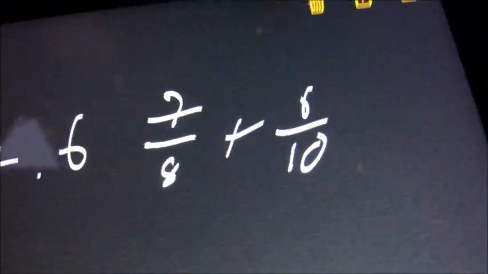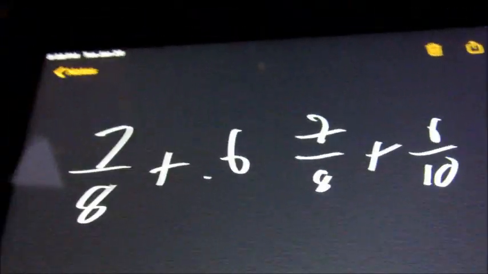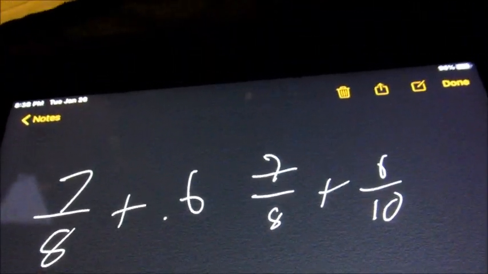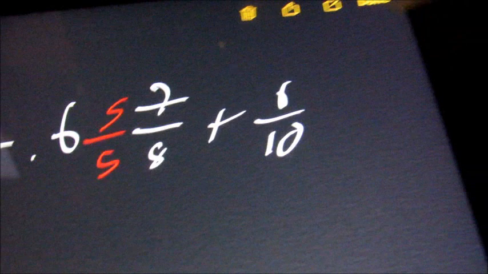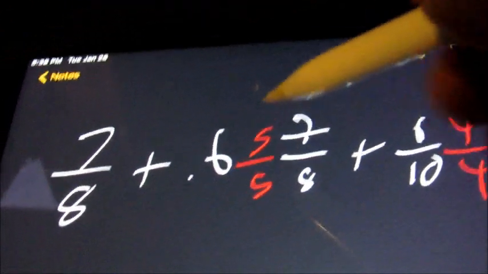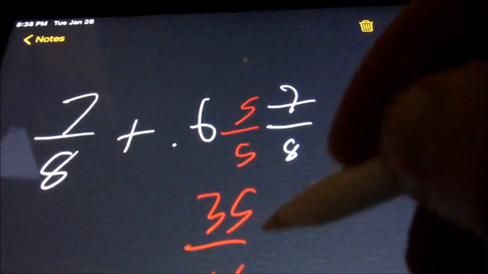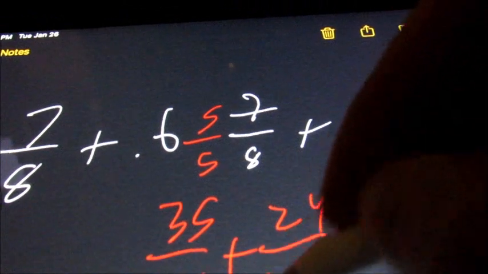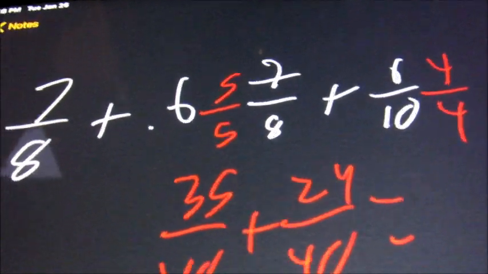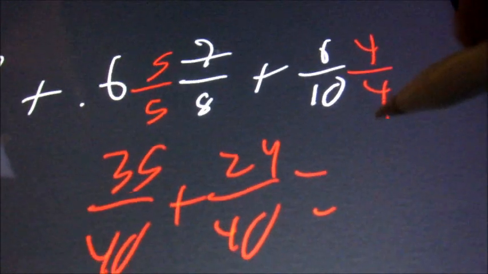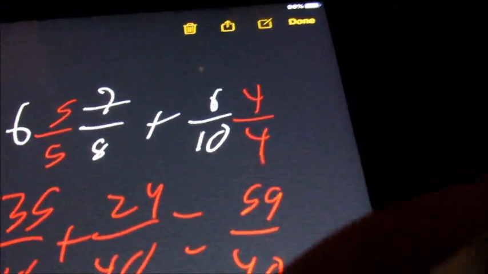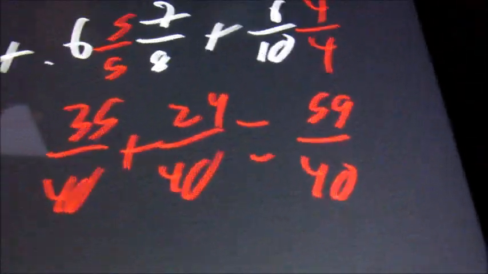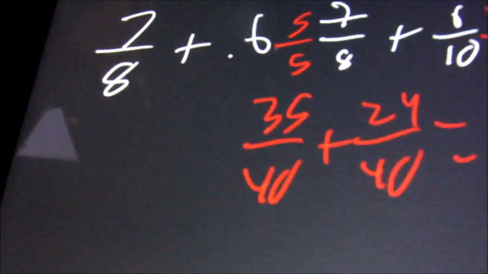This time I am going to use the least common denominator, which is 40. And 8 will go into 40 5 times. So I'm going to say 5 over 5. And 10 will go into 40 4 times, so 4 over 4. When I do that, I'm going to have 35 over 40 plus 24 over 40. Add these together, and I'm going to get 59 over 40. And we can just leave it as an improper fraction for this assignment. So 59 over 40 would be the right answer.